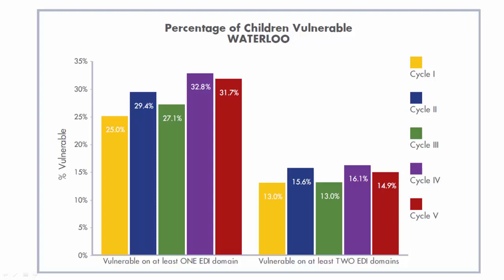In previous years, we've also looked at children vulnerable on at least 3 EDI domains. We call this the Multiple Challenge Index. This will be part of the data analysis over the next few months.